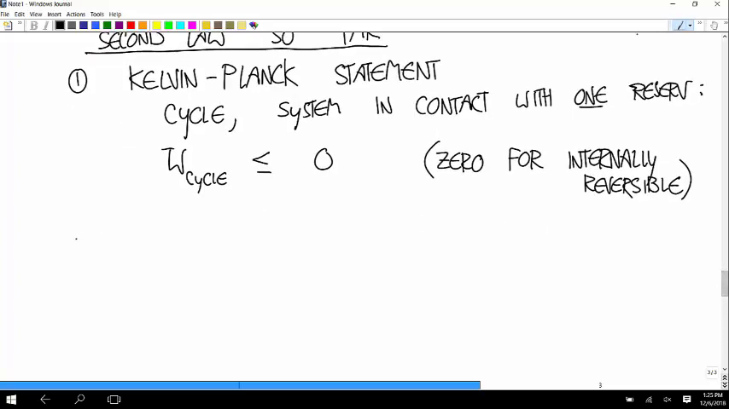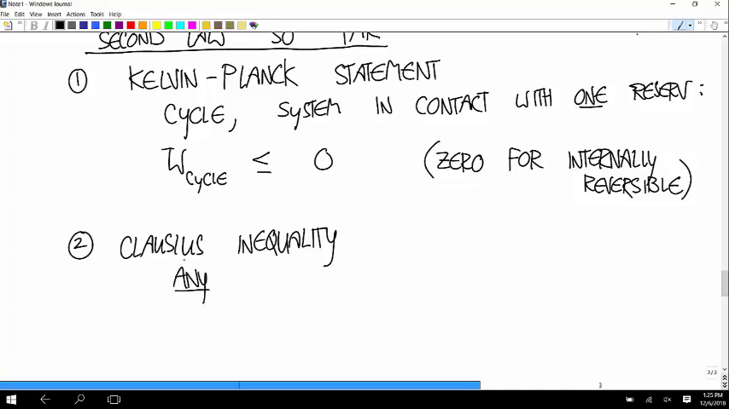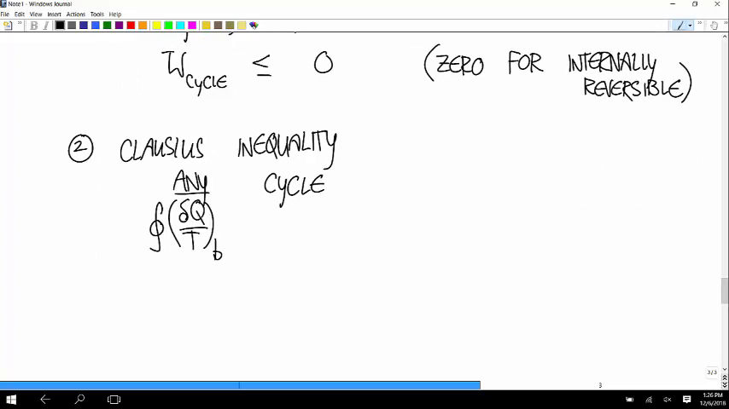And then second is the Clausius inequality. So that one says for any cycle, it doesn't make any restrictions on the reservoirs you're in contact with, but for any cycle, if you integrate over the whole cycle dQ over the temperature at the boundary, this integral comes out to be less than or equal to 0.